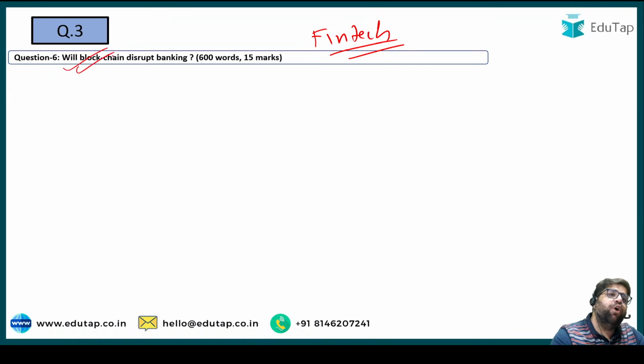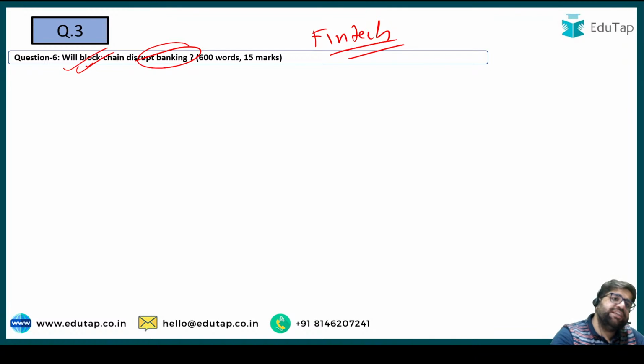Now, how will blockchain disrupt banking? This is a very open question. You could have first described what blockchain is all about, how blockchain is coming into the banking part, and how different roles will change. And in the body part, you could have discussed the various advantages which blockchain is offering to banking.